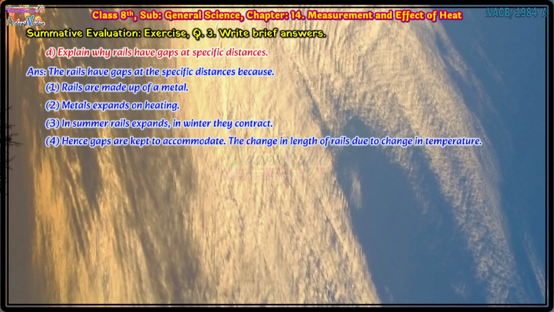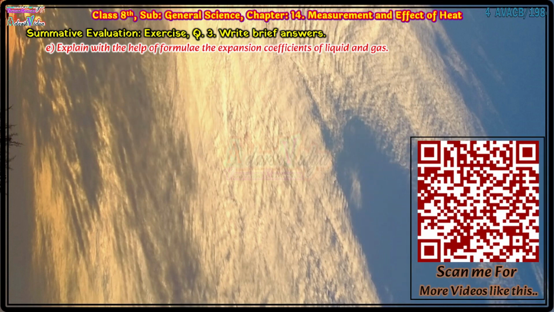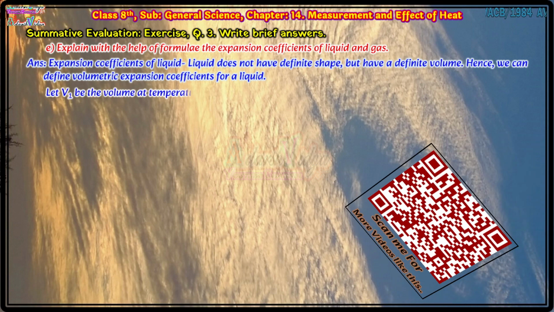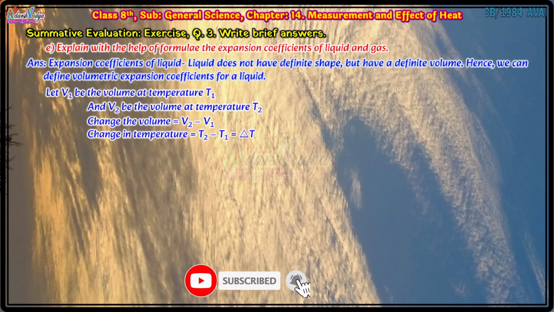Next question. Explain with the help of formulae the expansion coefficients of liquid and gas. Answer: expansion coefficient of liquid. A liquid does not have a definite shape, but has a definite volume. Hence, we can define a volumetric expansion coefficient for a liquid. Let V1 be the volume at temperature T1 and V2 be the volume at temperature T2. Change in volume equals V2 minus V1. Change in temperature equals T2 minus T1, equals ΔT.